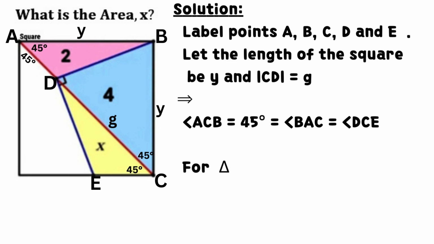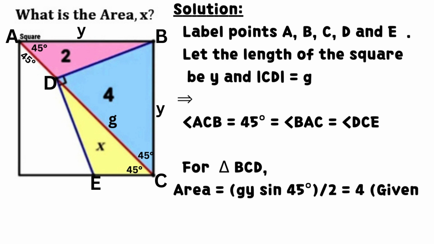It implies that angle ACB equals 45 degrees, which equals angle BAC, which equals angle DCE. For triangle BCD, area equals half the product of G and Y times sine 45 degrees, which equals 4.